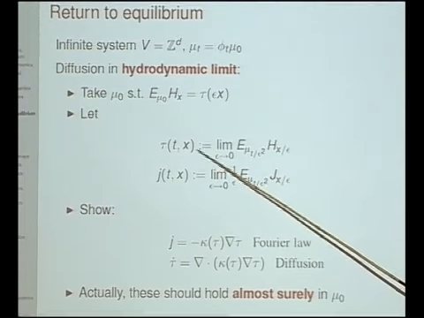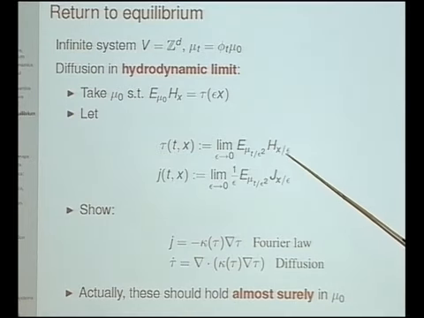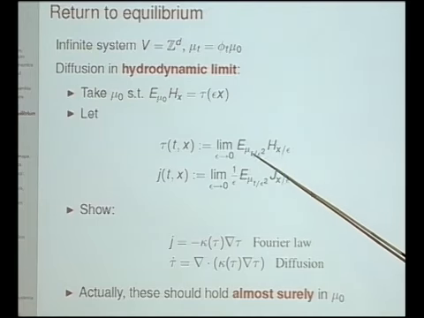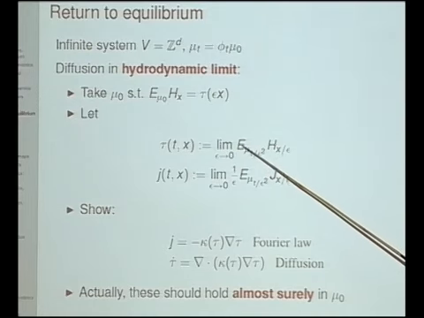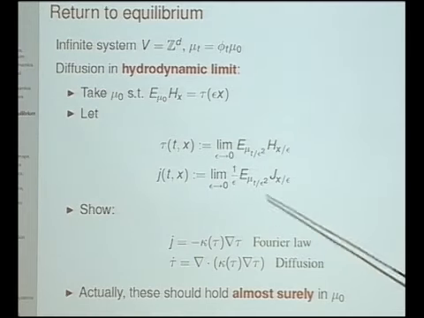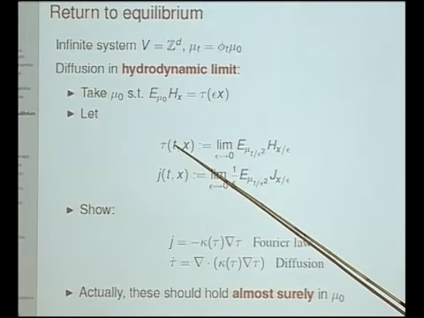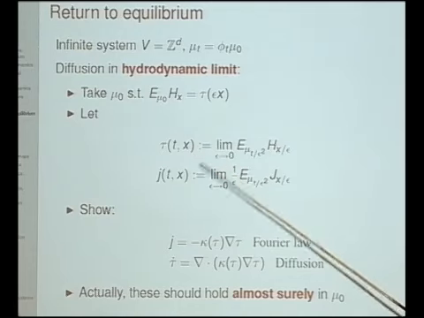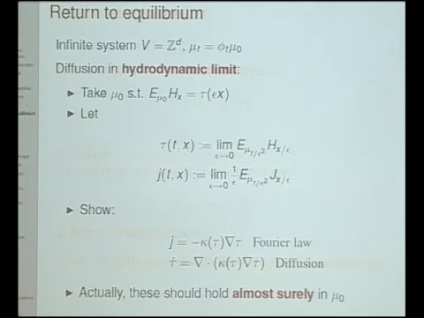So I take a state where they vary slowly in space, with parameter epsilon, and then take the diffusive limit, namely compute the energy at some x over epsilon, scale the time by epsilon squared, take the average on the dynamics at that time, and take epsilon to 0. Then you get something which depends on the rescaled time and space.